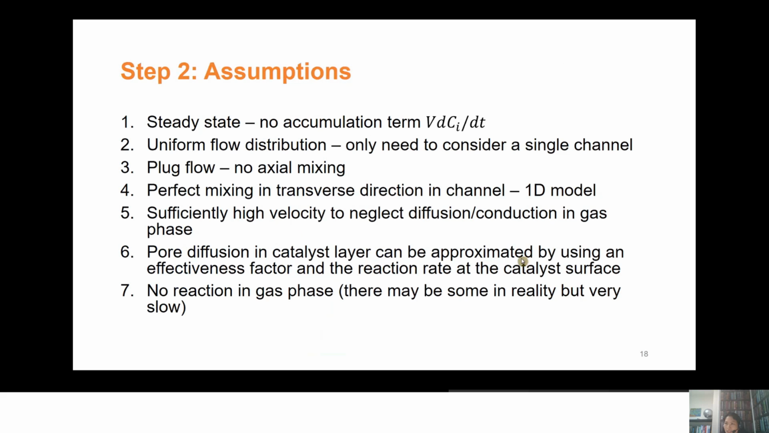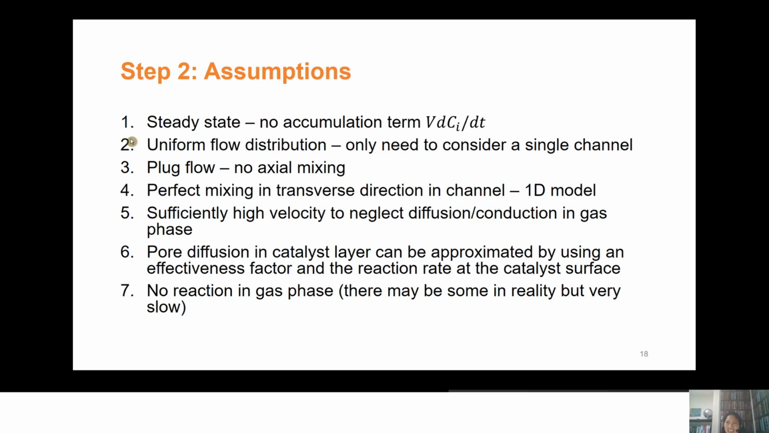Now we need to write down our assumptions. That's the next step. First, we just want to write a steady state model, so we will leave out the accumulation term in our balances. Remembering the picture of the whole monolith, we will assume the flow distribution is good, or uniform, and that the catalytic converter is well insulated so that we can only consider a single channel.